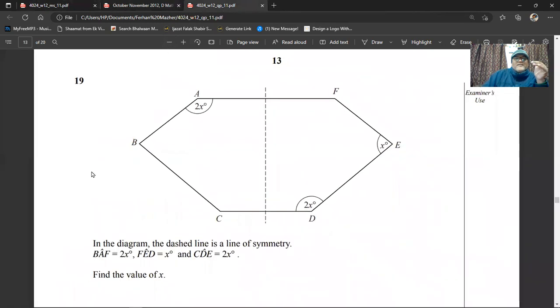So here we have question number 19 coming up on your screen. He says, in the diagram, the dashed line is a line of symmetry. So this is basically a line of symmetry. So this and this is same, this and this is same, this and this is same. The BAF angle is 2x, FED is x, and CDE is 2x. Find the value of x.